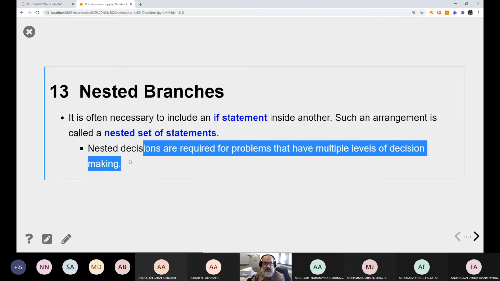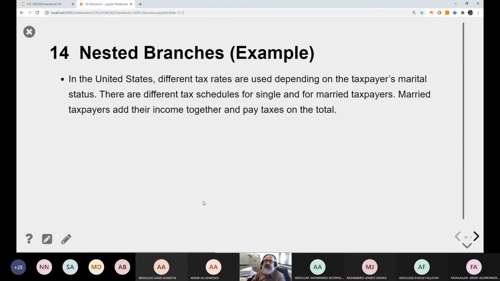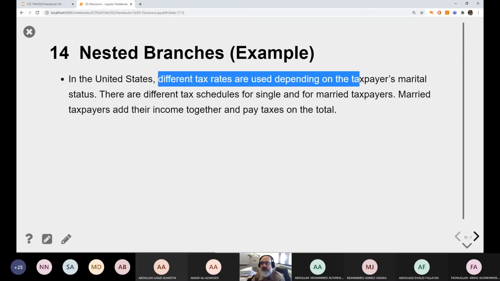Usually, it's not that simple. So let's take an example and try to understand it. Now, what is that example? Well, the example comes from the US. Assume that different tax rates are used depending on the taxpayer's marital status.